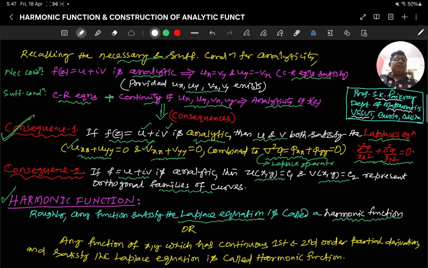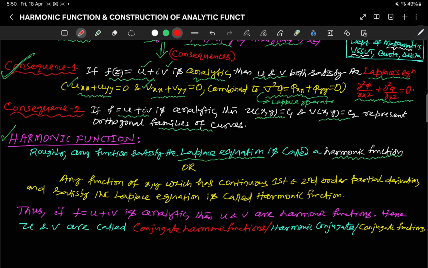So without much delay, let us now understand the connection between the analytic function and the harmonic function, and how to construct the conjugate harmonic function as well as the analytic function if one part is given. Now coming to the definition of a harmonic function: any function satisfying the Laplace equation, meaning u_xx plus u_yy equals 0, v_xx plus v_yy equals 0, is called a harmonic function. Or, writing in detail, any function of x and y which has continuous first and second order partial derivatives and satisfies the Laplace equation is called harmonic. Simply, any function satisfying the Laplace equation is a harmonic function.